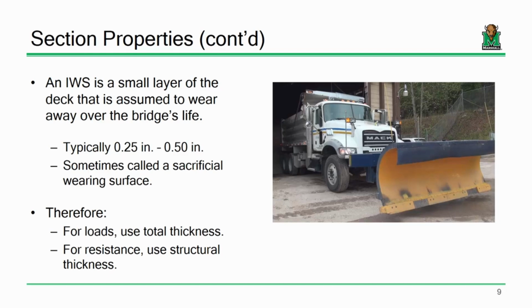But when we're on the other side of the equation calculating the resistance, how strong that given element is, we can't count on that full 8.5 inches because we're assuming some of that's worn away. So we're only going to consider the structural thickness. We're only going to consider the 8 inches. Does that make sense? All right.